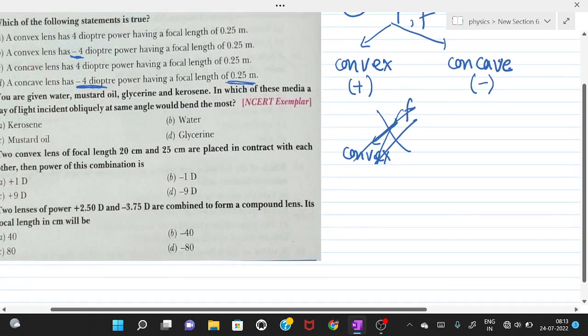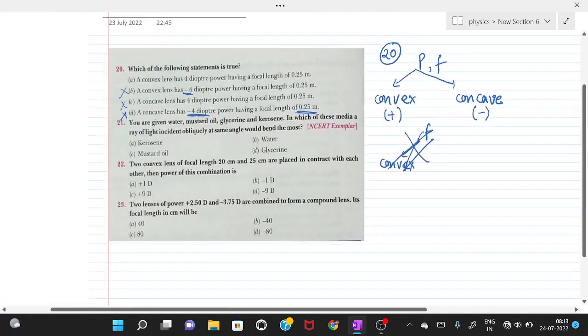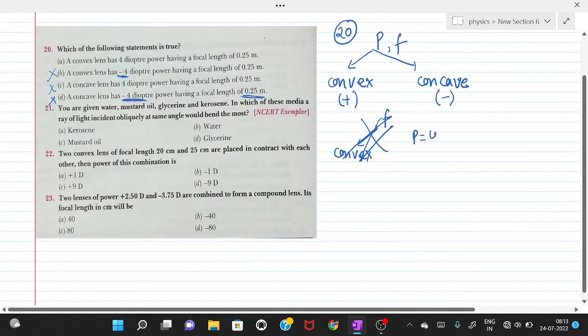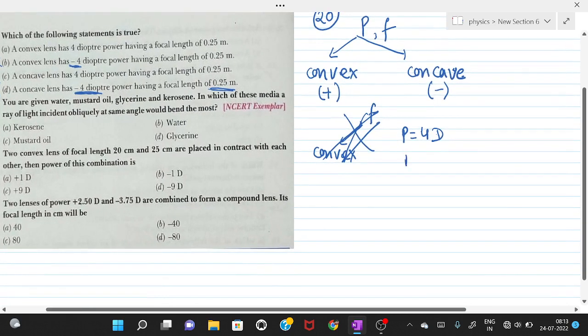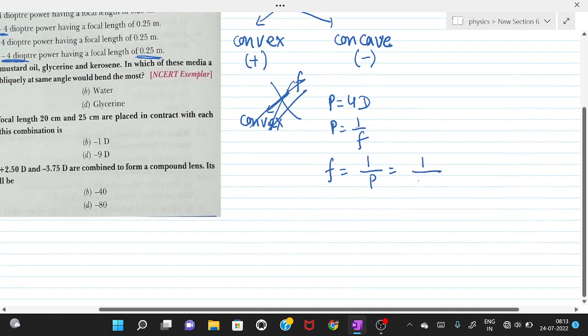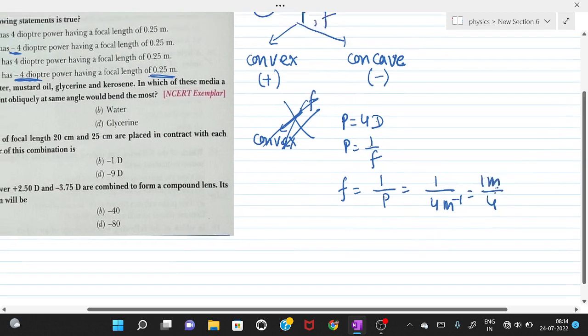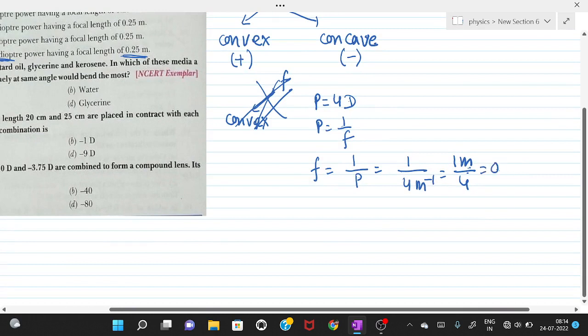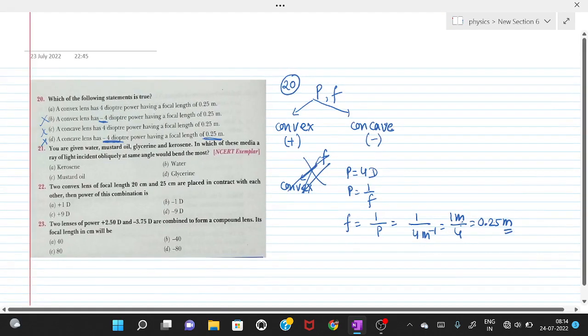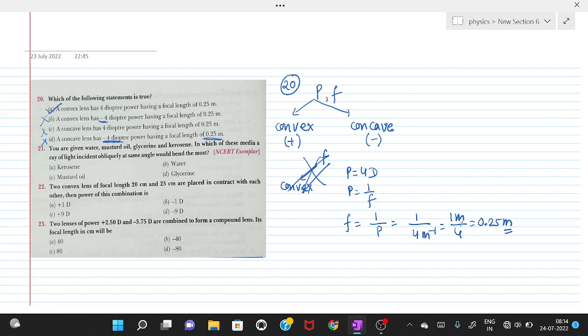What is the power given, my dear? Power given is 4 diopter. And we know that power equals 1 by F, or F equals 1 by P. Power is 4 diopter. Diopter means meter inverse. So it is 1 meter by 4. 1 by 4 is 0.25 meter. So mathematically we have also proved that option A is correct. That is, our answer will be a convex lens has 4 diopter power having focal length of 0.25 meter.